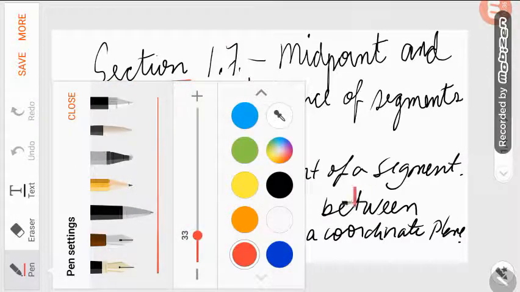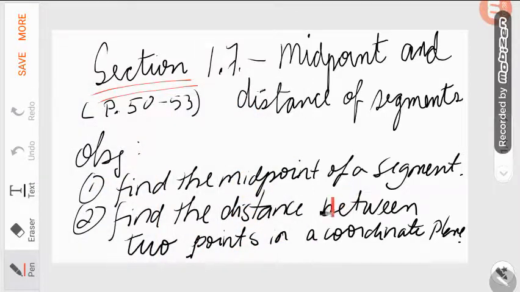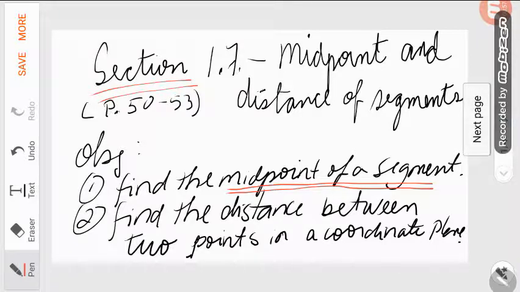The other objective related to this chapter, we will be studying it in a different video right after this video. So in this video, we're going to be only studying finding the midpoint of a segment. The distance between 2 points in a coordinate plane, as I said, will be studied in the following video. Okay, so stay tuned for the following video after this one.